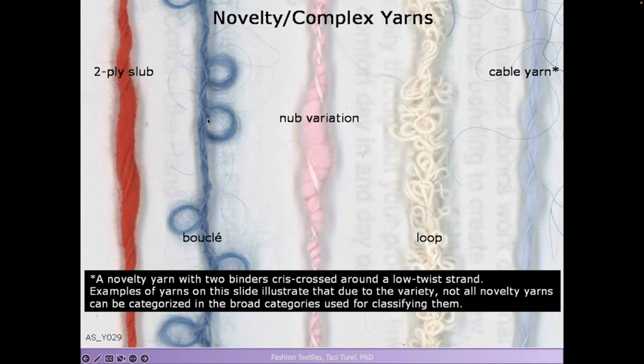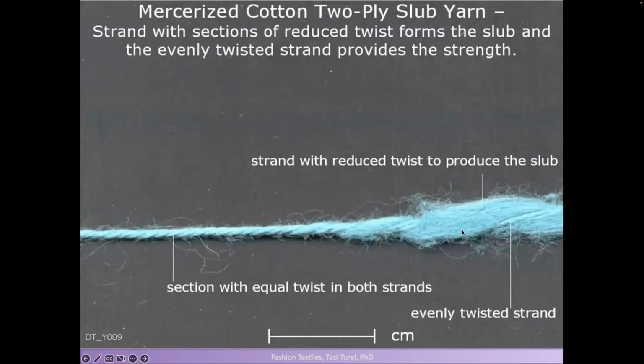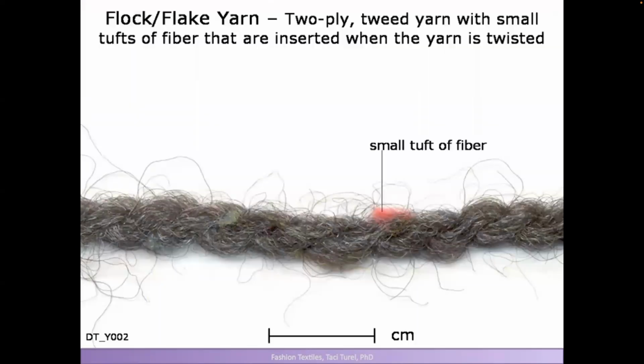It looks really cool. This is a nub or slub yarn again. Kind of similar to this one with the thicker and thinner spots. And this is called a cable yarn. This is a slub yarn again. So this part has a certain amount of twist, but this part is left a lot looser, and that creates the effect. This is a flock yarn or a flake yarn.